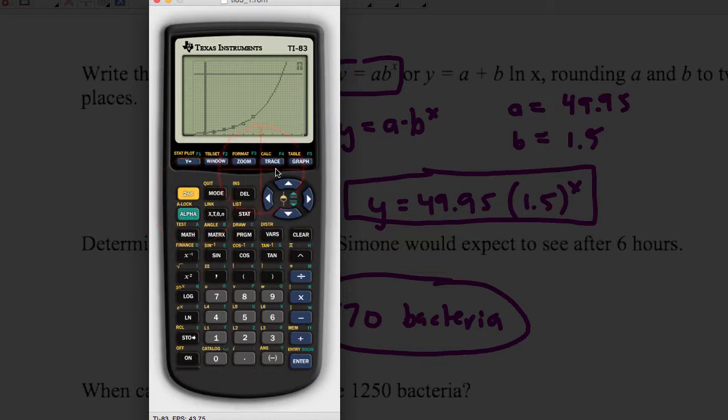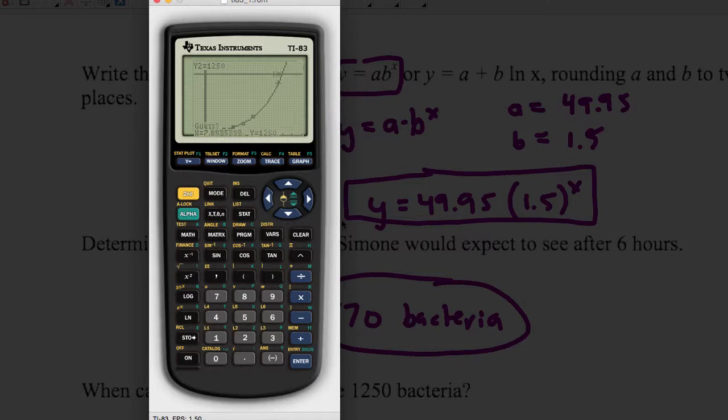So the way we do that is second trace. We're looking for an intersection, which is number 5. There's the blinking cursor thing. I'll move it a little bit closer. I'm using my arrows on my keyboard because it's faster. And I'll move it up fairly close. Doesn't really matter, but I'll just put it right there. Hit enter. Jumps to the other one. Yep, it's definitely the other, the straight line this time.